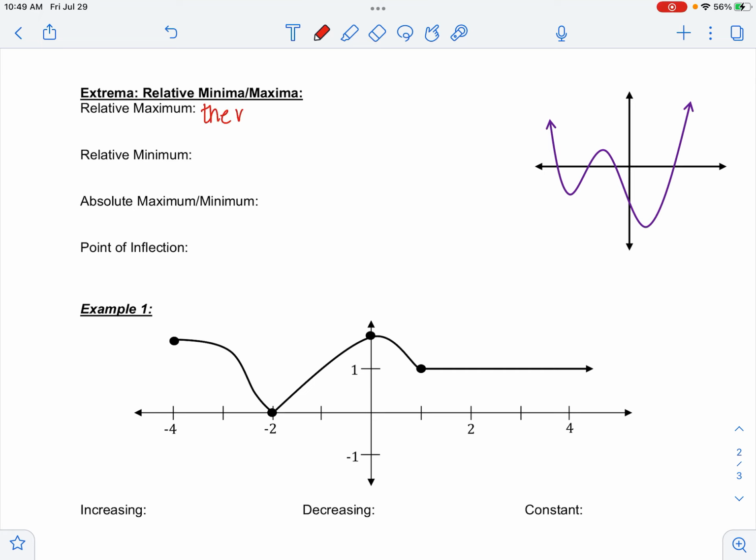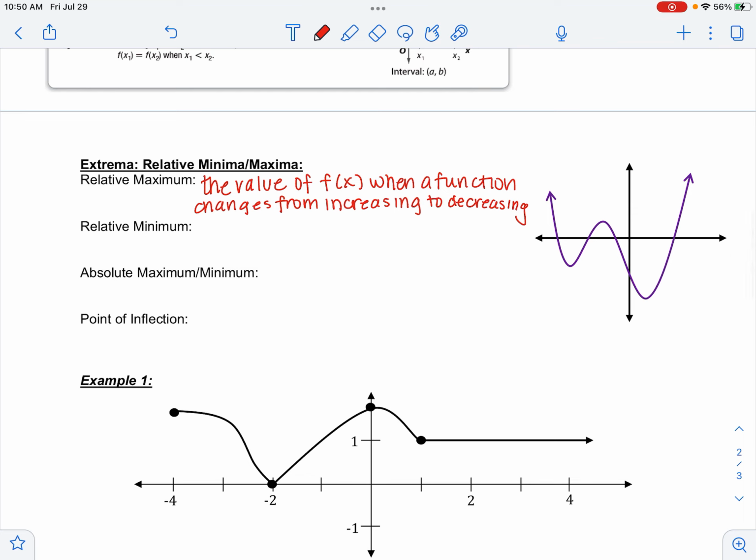So the value, I'm going to try to write this nice because I'm going to end up copying and pasting, of f of x when a function changes from increasing to decreasing. Okay, so that's in words. I want to make sure you understand it as I'm drawing a picture here. So the value of f of x when a function changes from increasing to decreasing. So watch, I'm going to go from increasing to decreasing. So the value right there of that f of x value, the y value, let's make sure we understand that's what that's saying. The y value of when it changes from increasing to decreasing.